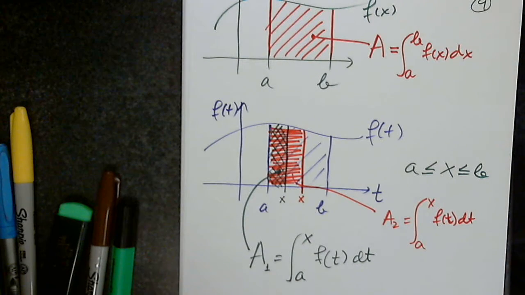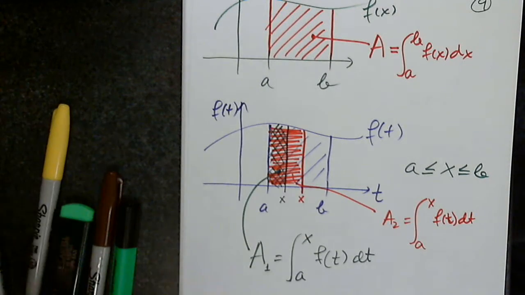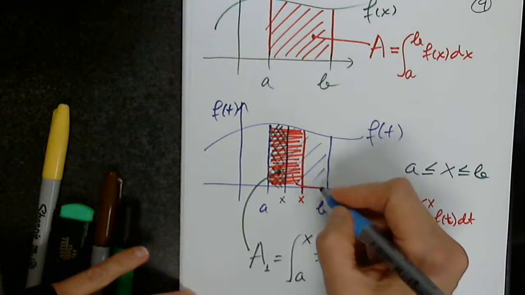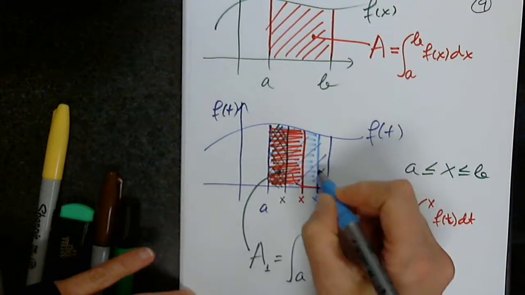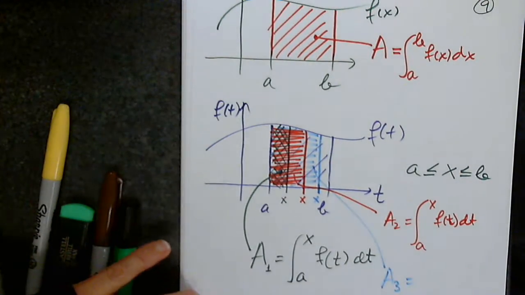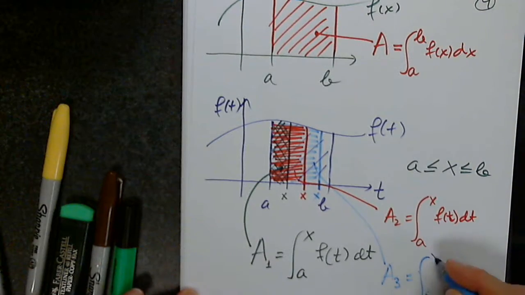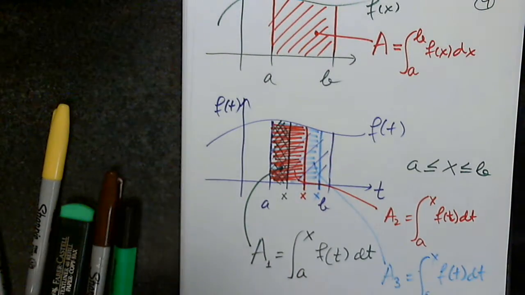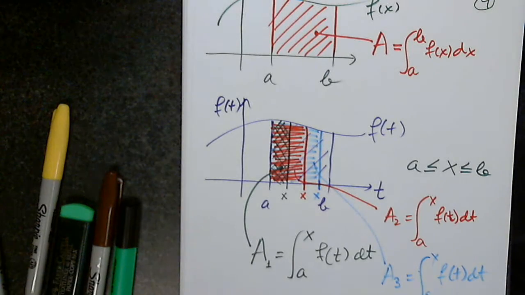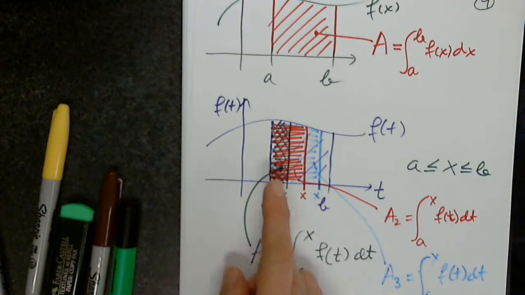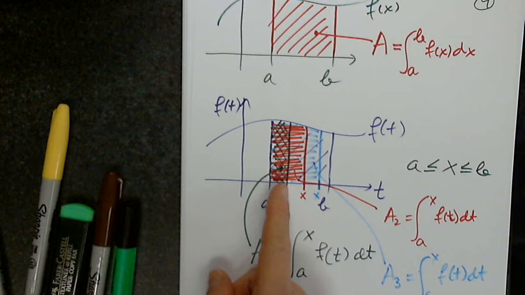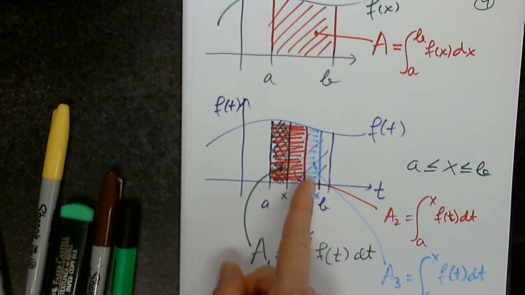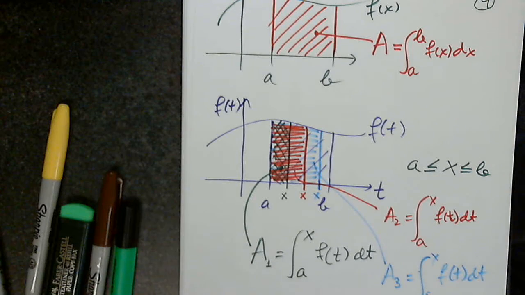Now I want x to be here, because x can be anywhere between a and b. And I want you to give me this area, the blue area, which I'm going to call A3. And I can go on forever, right? So for any x I pick between a and b, if it's here, or here, or anywhere between a and b, what am I really creating?